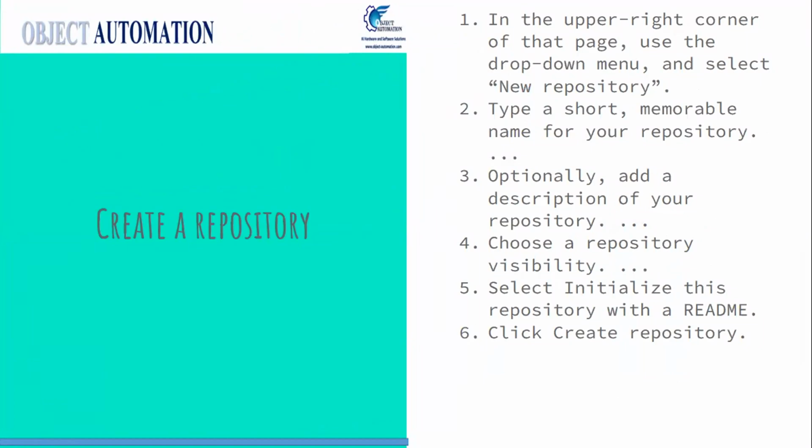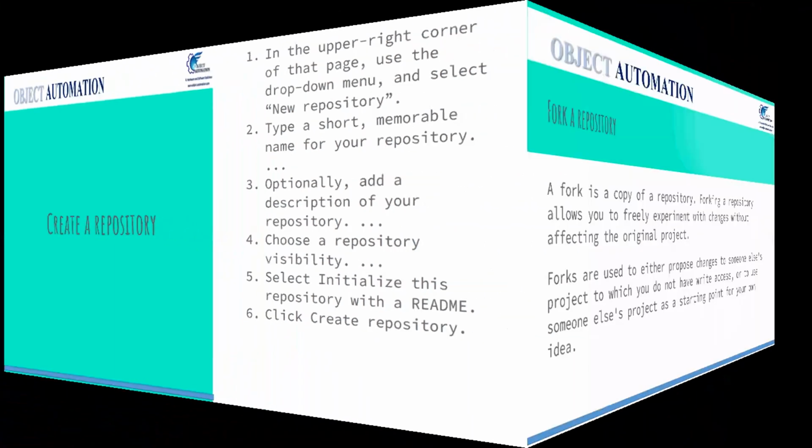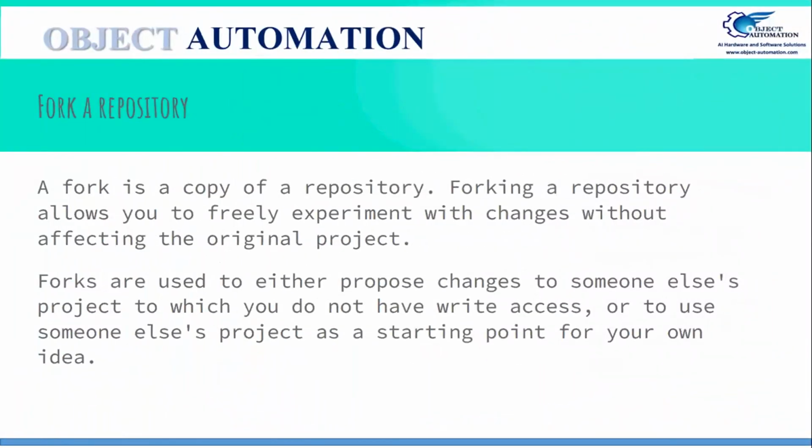From there, in the right corner there is a drop down for a new repository. We are going to create a repository. First give the name of the repository you are creating. Then give the description of what you are going to use it for, and it will show you the details of the repository. Then click on create, and it will create the repository. What is a fork of a repository?